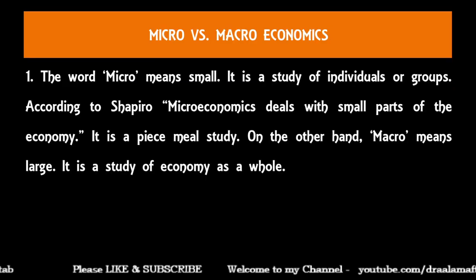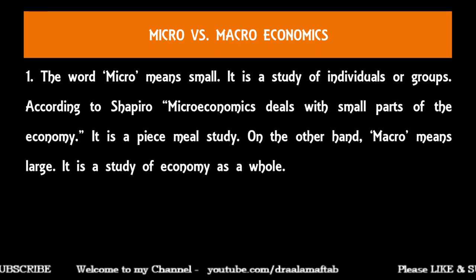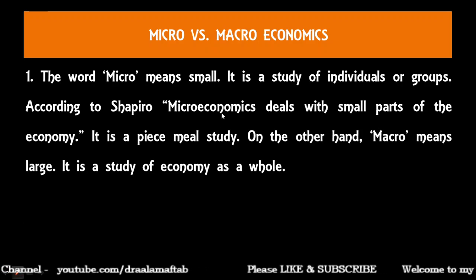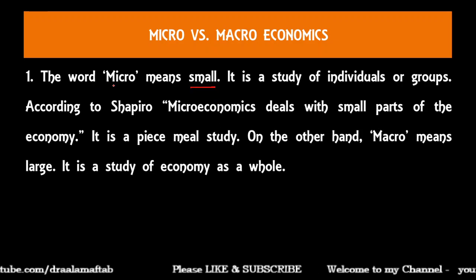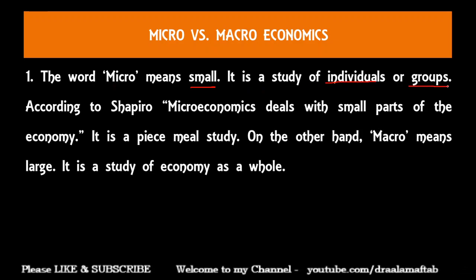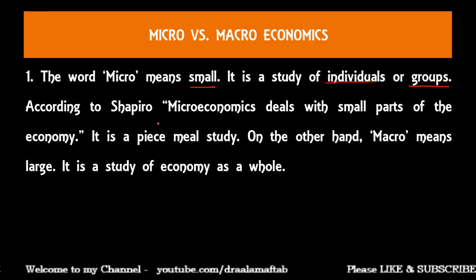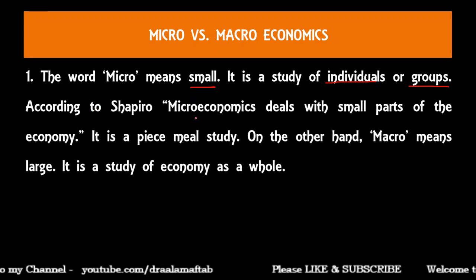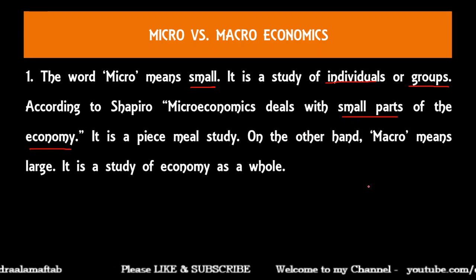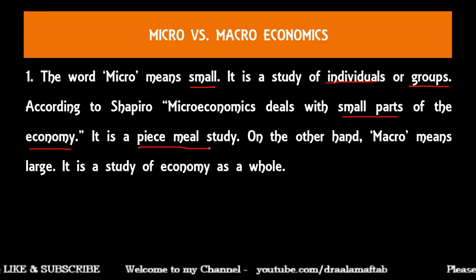So let us start with the difference between micro versus macroeconomics. The word micro means small. It is a study of individuals or groups at the small level. According to Shapiro, microeconomics deals with small parts of the whole economy. So it studies part of the economy. It is a piecemeal study, you can say.